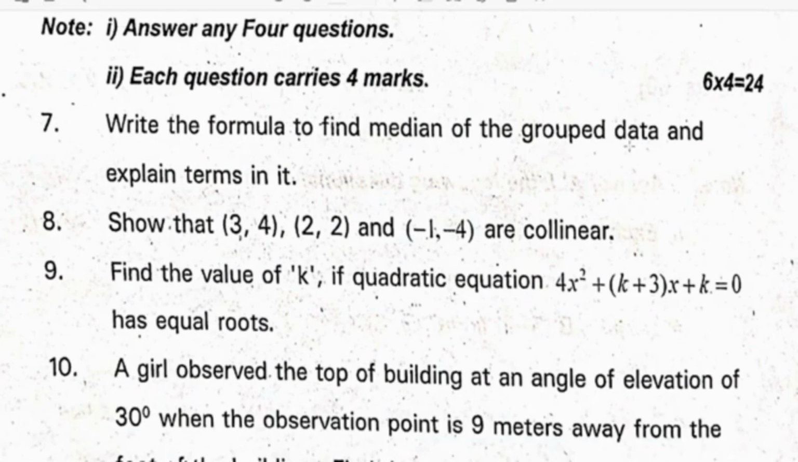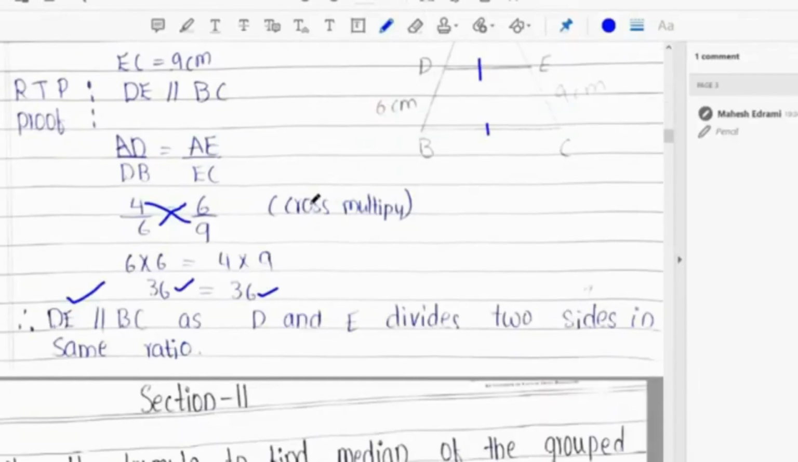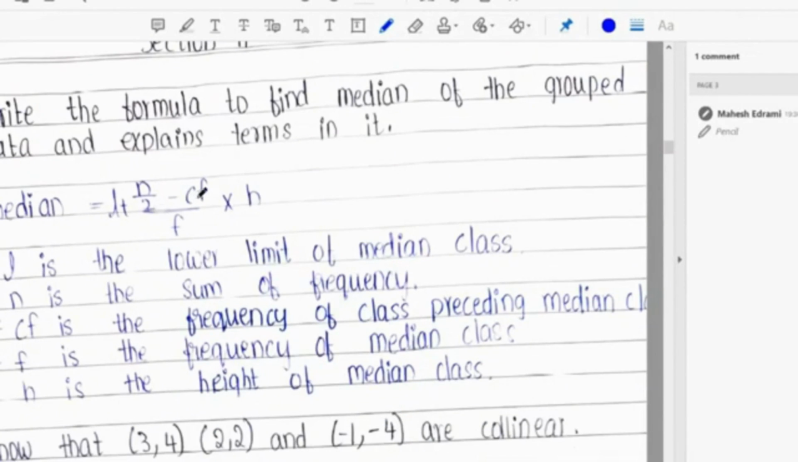Write the formula to find median of the group data. Group data formula is L plus n by 2 minus CF by F into H.